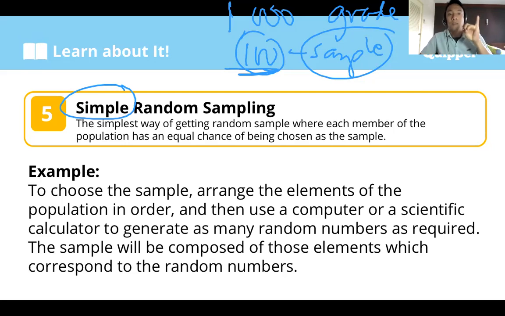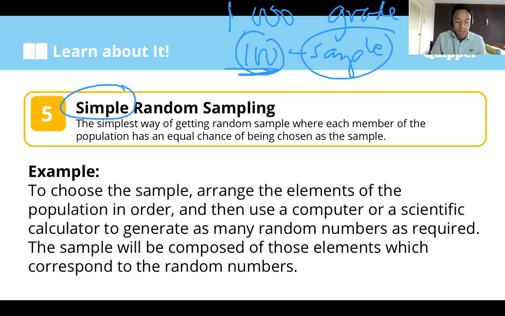That is one. It's a simple random sampling. Or you could use a simple fishbowl. Ilagay nyo lahat ng number doon from 1 to 1,000 and then you will just get 100. And then yung ilalagay nyo sa inyong research, that will be your sample. Okay? That is what we call the simple random sampling.